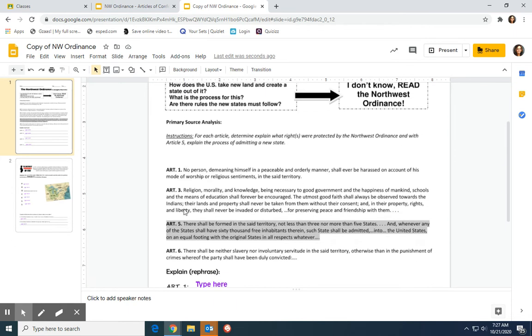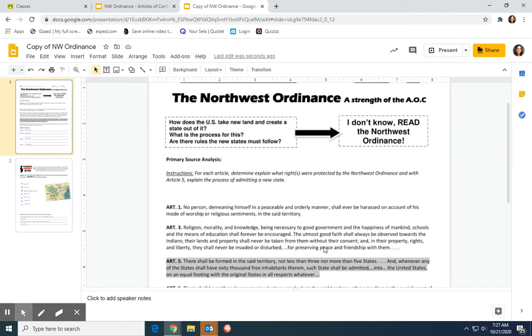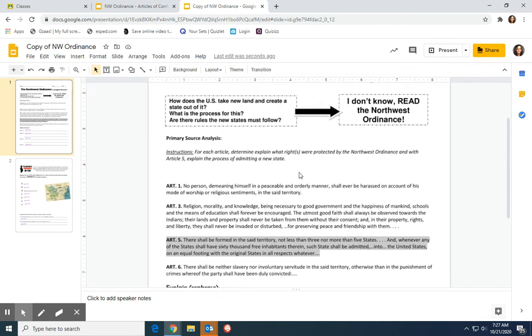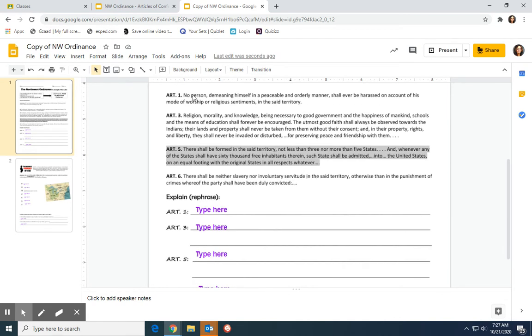So this is the actual Northwest Ordinance itself. It's a piece of paper that told us how to add a state. So your instructions for each article determine or explain what rights were protected by the Northwest Ordinance. And with Article 5, explain the process for adding a new state. So it's very simple. We don't talk like this. Write something down here in words you talk.